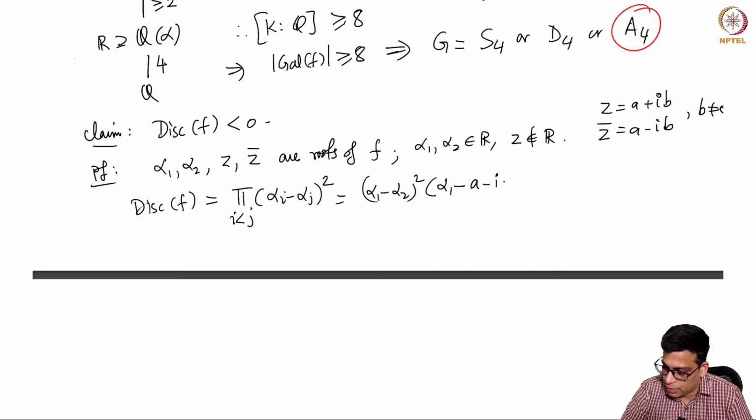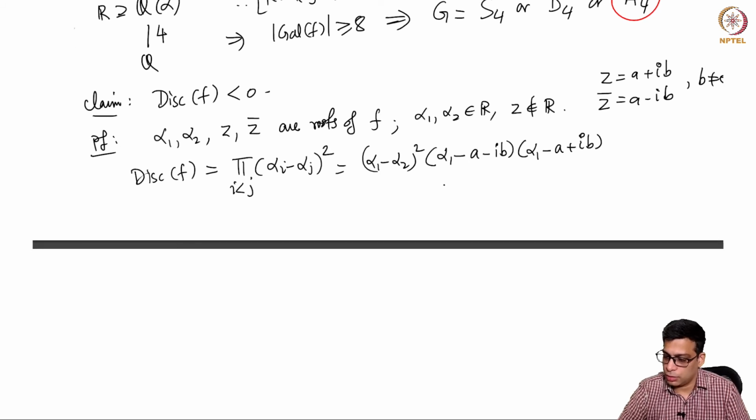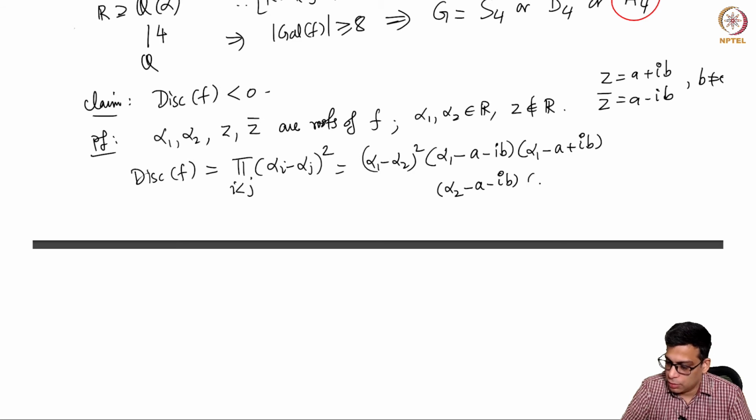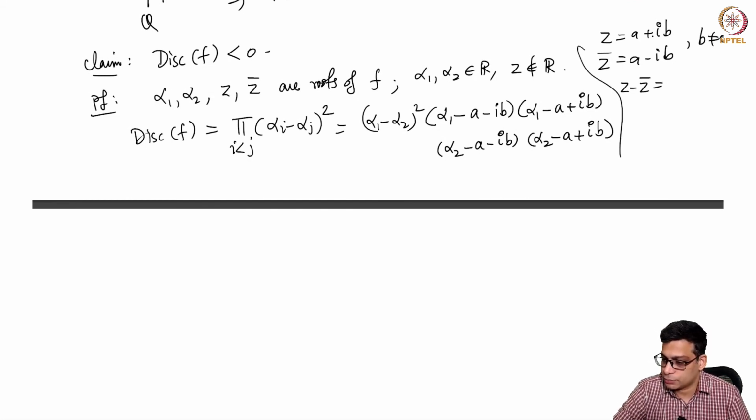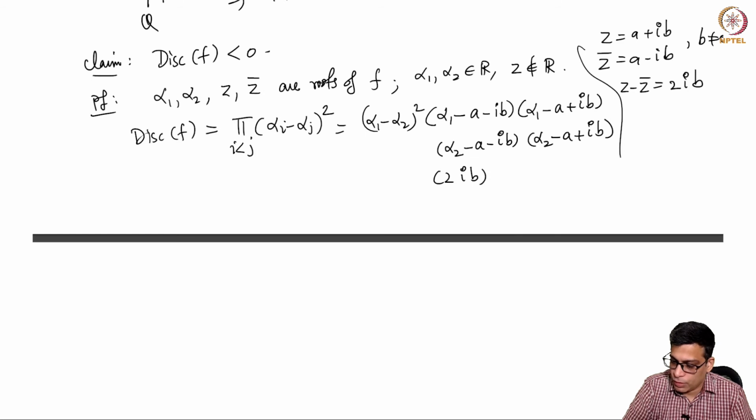So z, alpha 1 minus a minus ib, alpha 1 minus z bar will be alpha 1 minus a plus ib, and then I'll write z, alpha 2 minus a minus ib, alpha 2 minus a plus ib. You see where this is going. And finally z minus z bar. What is z minus z bar? A plus ib minus a plus ib. So this is 2ib. So (2ib) whole squared.